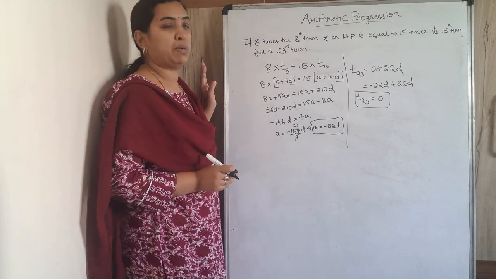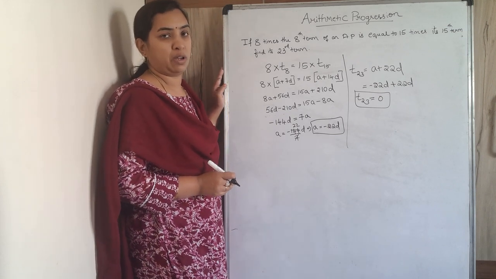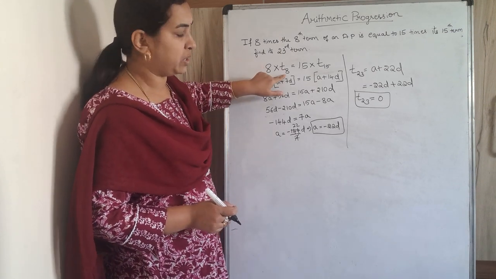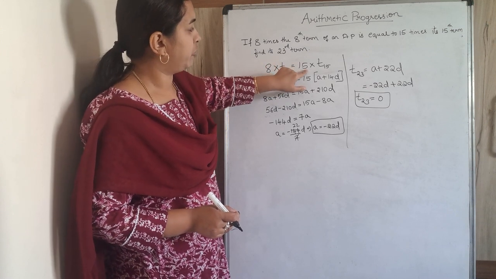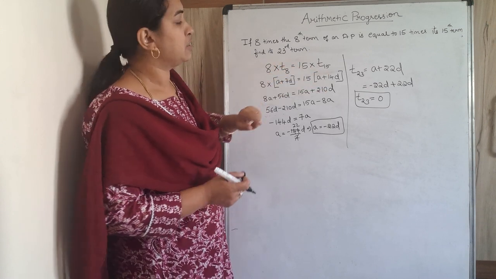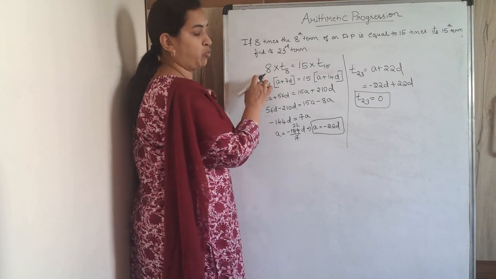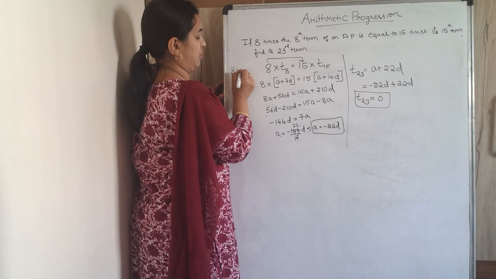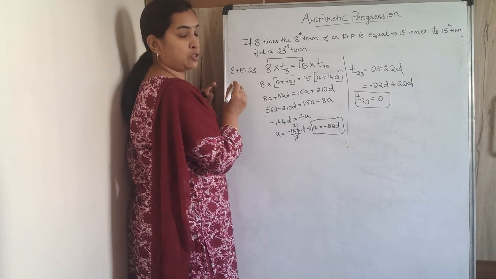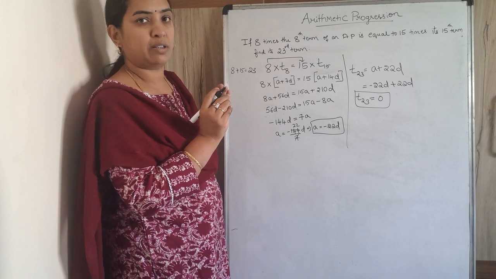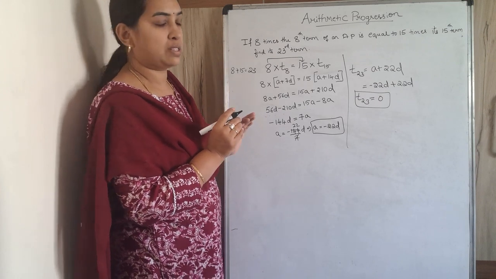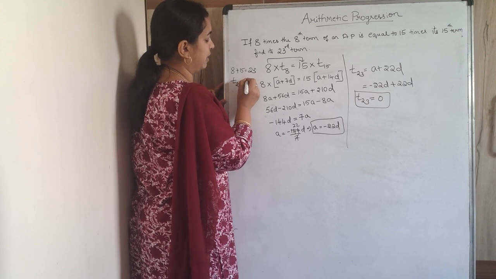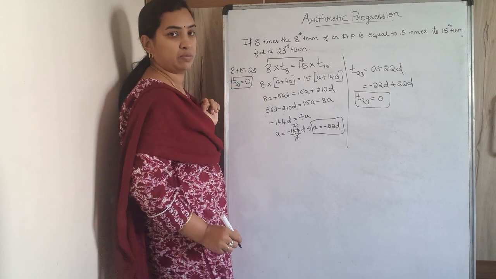See, this question may be asked for MCQ, so learn a trick here. They have asked 8 into T8 = 15 into T15. So if they ask for the term like 8 plus 15, which is equal to 23, if they ask you to write the 23rd term, you don't need to calculate all these things for MCQ. Directly you can write the 23rd term as 0.